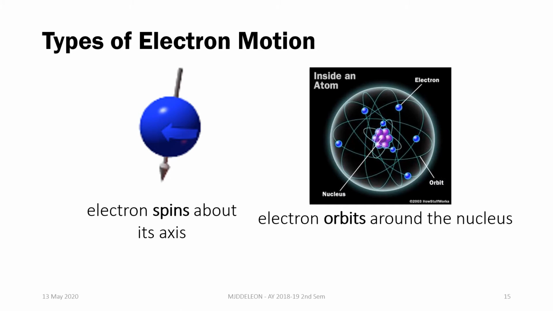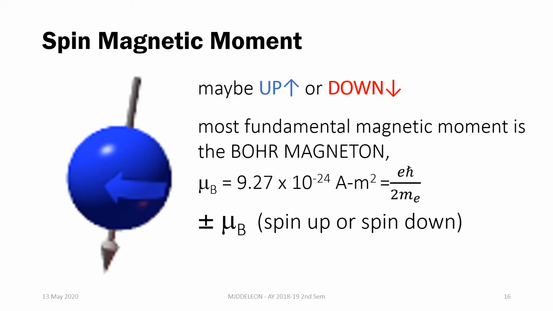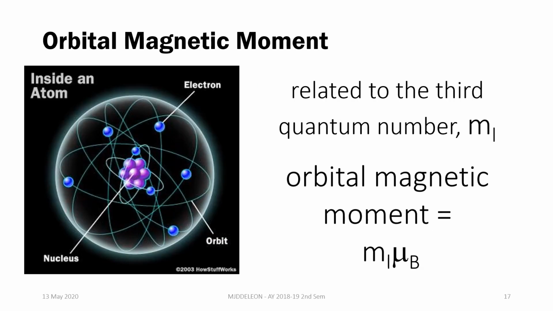So the electron motion that is possible is the spin of the electron about its own axis and also the orbiting of the electron about the nucleus. So the electrons are in their orbitals and are constantly moving. So these two phenomena would give rise to the magnetic moments inside our material. So for the spin magnetic moment, this is the spin up or spin down of your electron. Or we also have our orbital magnetic moment. This is now the movement of your electron about its orbital probability cloud.